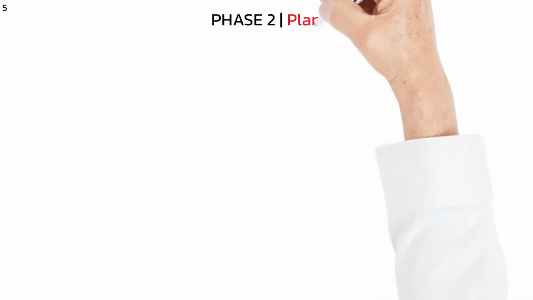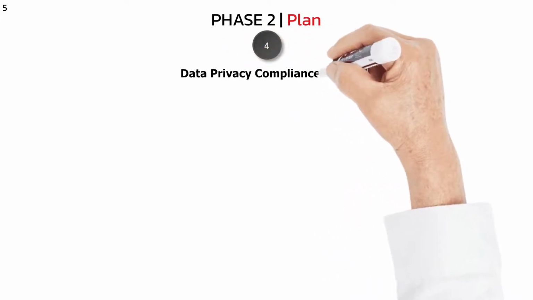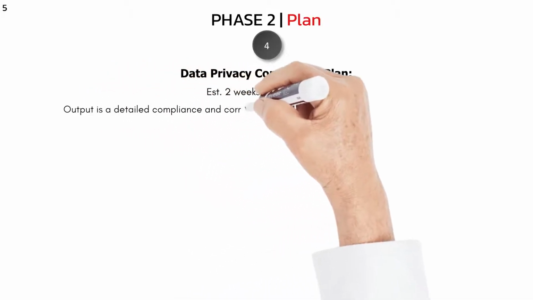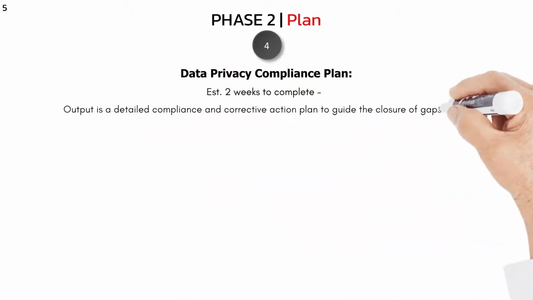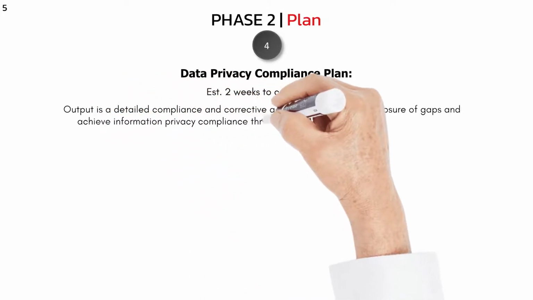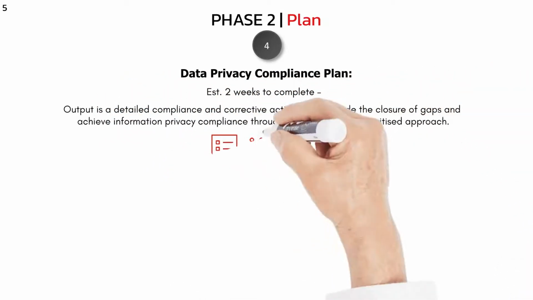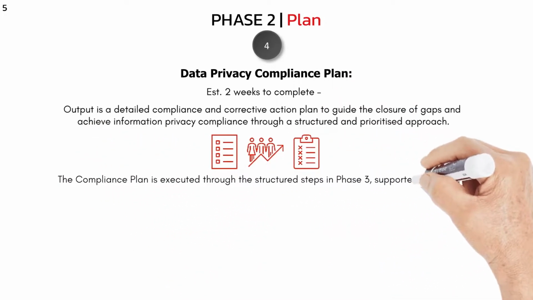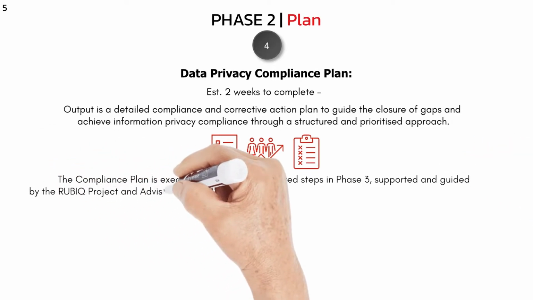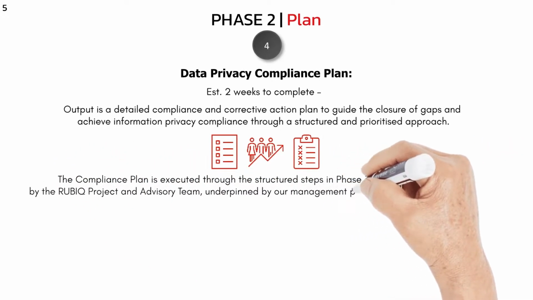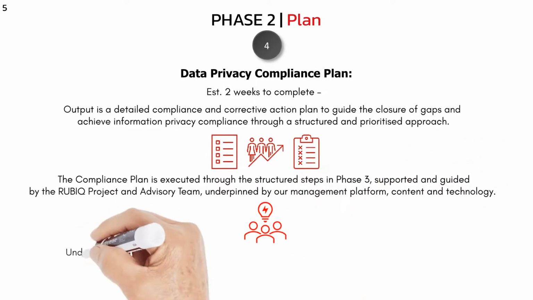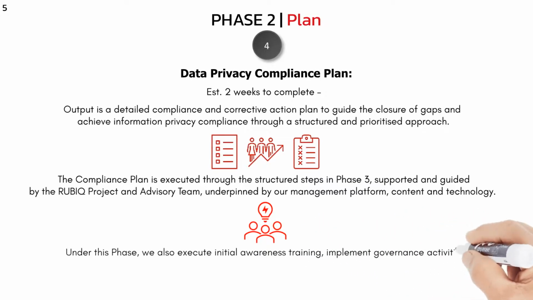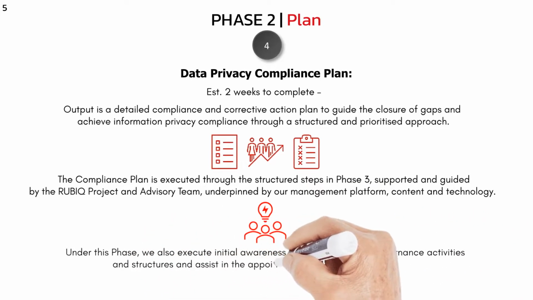Phase 2, Plan. Data Privacy Compliance Plan. Estimate 2 weeks to complete. Output is a detailed compliance and corrective action plan, to guide the closure of gaps and achieve information privacy compliance, through a structured and prioritized approach. The compliance plan is executed through the structured steps in Phase 3, supported and guided by the Ruby Queues project and advisory team, underpinned by our management platform, content and technology. Under this phase, we also execute initial awareness training, implement governance activities and structures, and assist in the appointment of the information officer.